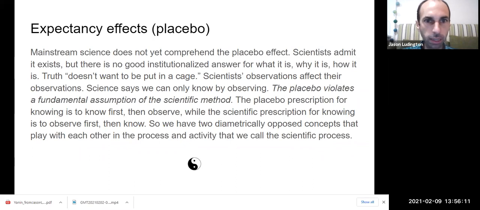The placebo violates a fundamental assumption of the scientific method, because science says we only know by observing. But the placebo prescription is we know and then we observe, whereas science says we observe and then we know. So these two things, the placebo and science, run in opposition to one another. So we have two diametrically opposed concepts that play with each other in the process and activity that we call the scientific process or the scientific method. And I put a little yin-yang symbol to insinuate the play between placebo and science as two ways of knowing things. Kind of, yeah.